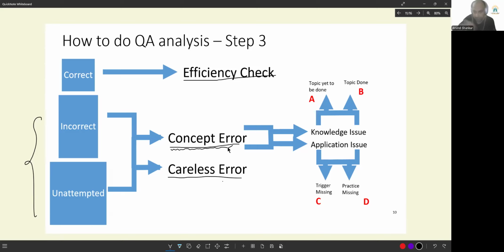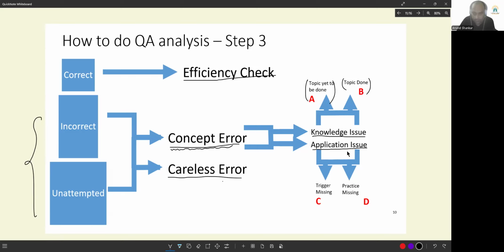we have four possibilities coming from there. Four possibilities being, first is topic is yet to be done. Some of us are not entirely done with our syllabus. So those of us who are not entirely done with our syllabus, this topic is yet to be done. This topic is done. Which is a knowledge issue. If the topic is yet to be done and topic is done, these two are different variants. What happens after that? We'll talk of that on the next page.